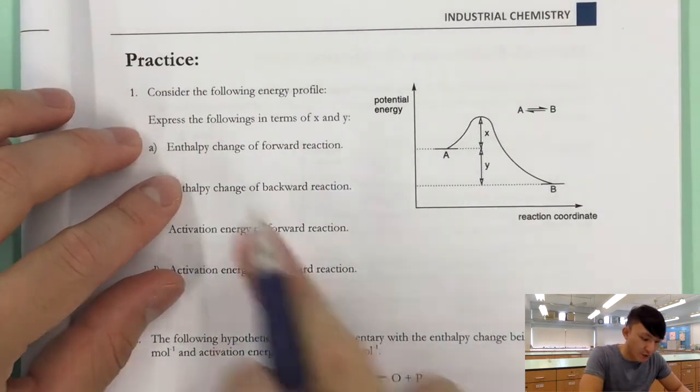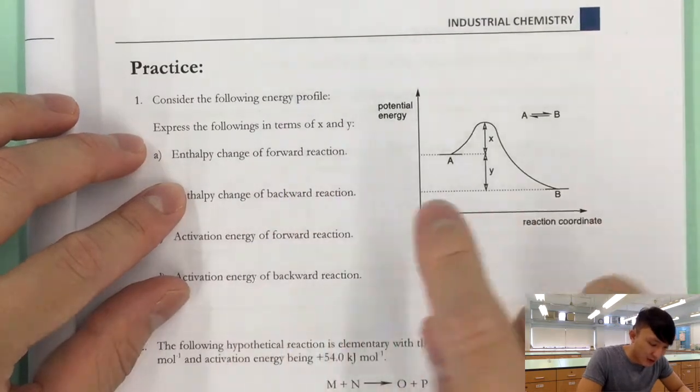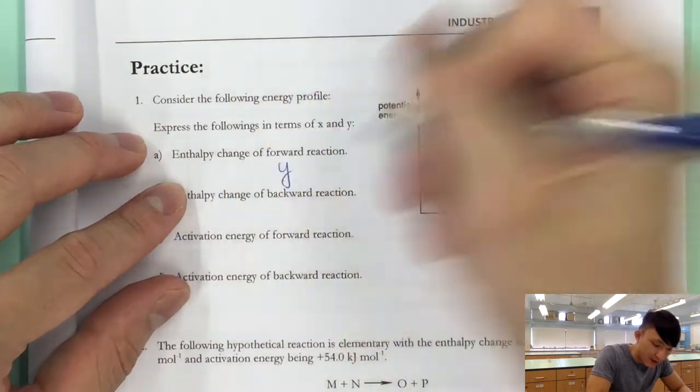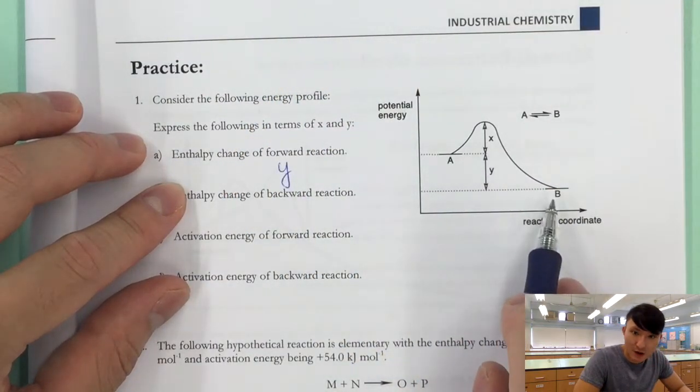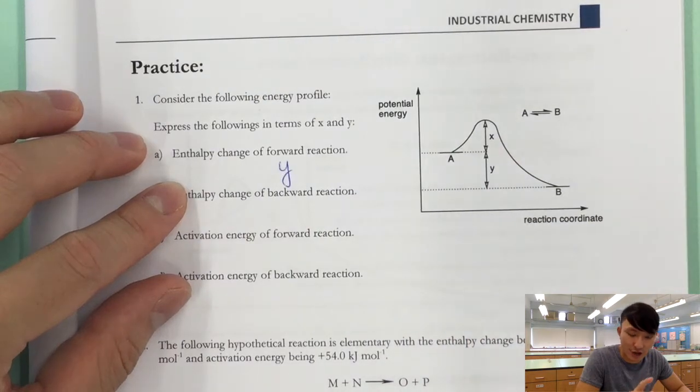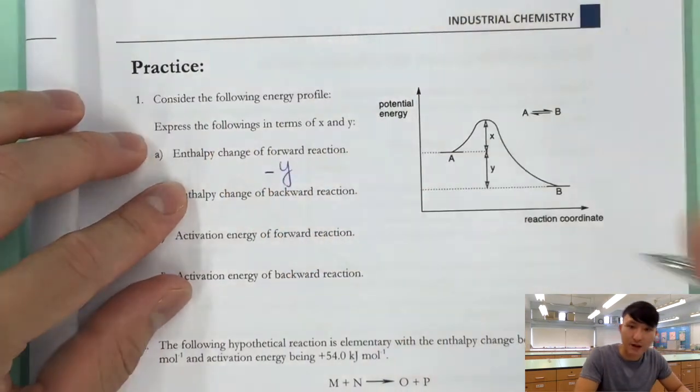So, enthalpy change of forward reaction. We are talking about Y here. Okay? And you can tell the product has lower energy than the reactant, implying that it is an exothermic reaction. So make sure you put a negative here. Okay?